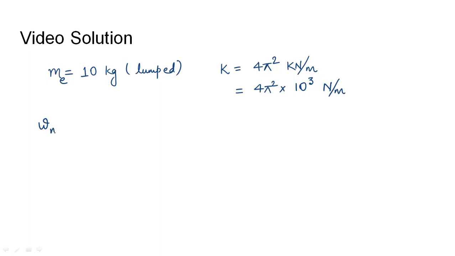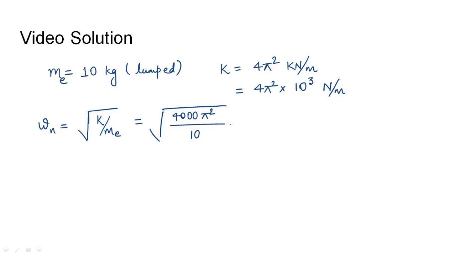The frequency of oscillation is root over k by the lumped mass, that is the equivalent mass. This would be root over 4000 pi square divided by 10. This would give us root over 400 pi square, that would be 20 pi radians per second. But the question asks us to calculate the natural frequency of oscillation in units of hertz.